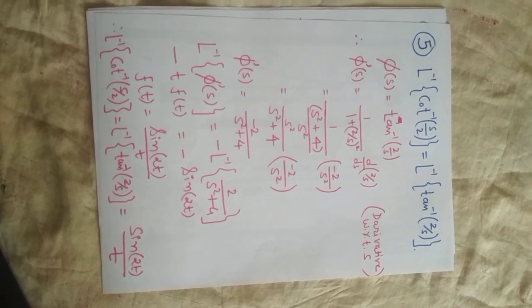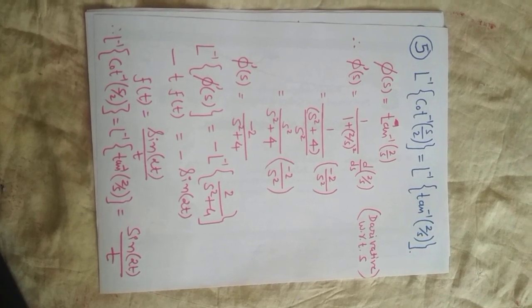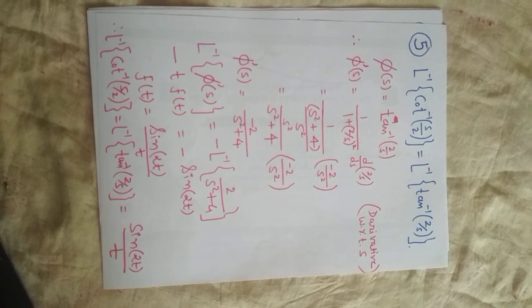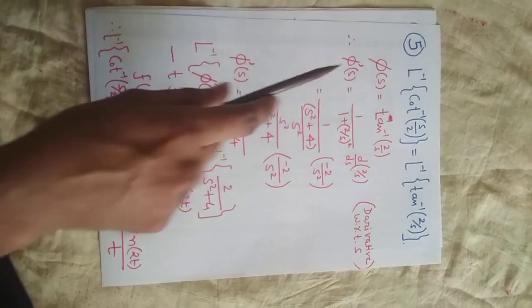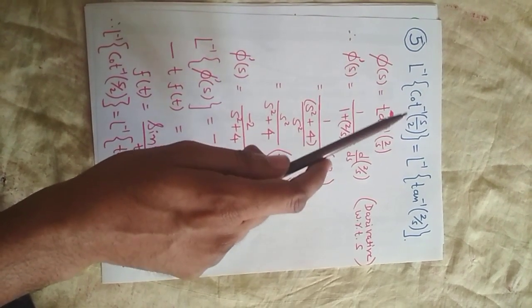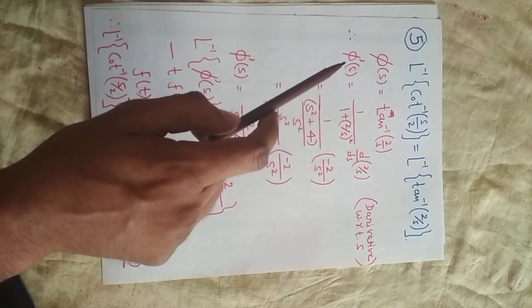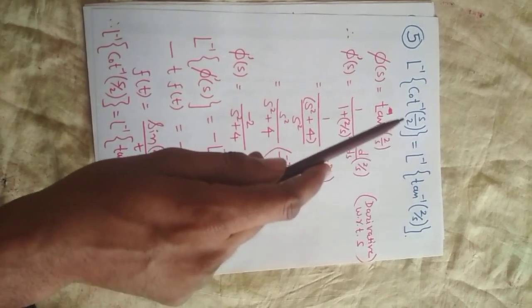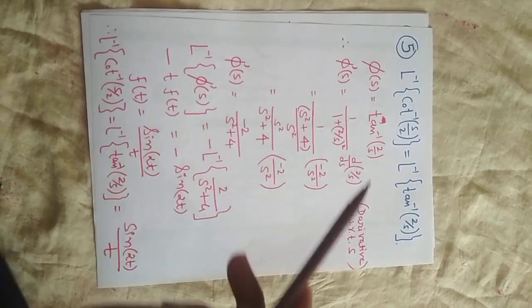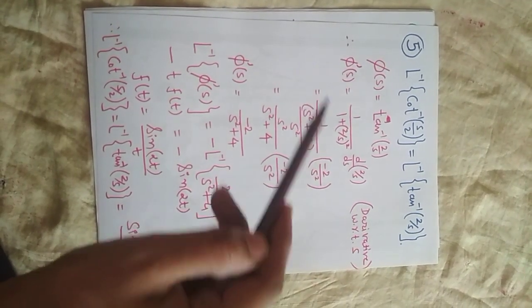L inverse of cot inverse (s by 2), which can also be written as L inverse of tan inverse (2 by s). So here phi of s equals tan inverse 2 by s. We can also take this function as cot inverse s by 2. Therefore phi dash s, because we don't know the inverse Laplace of this function, but after differentiating it is known. So differentiate both sides with respect to s.